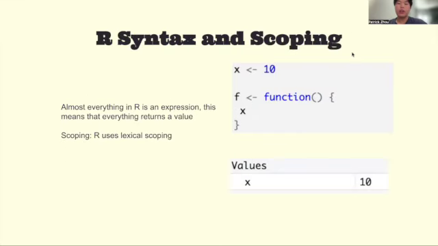R syntax and scoping. One thing we found interesting about R is that almost everything is an expression. Most pieces of code return a value, which is similar to WebG4, where every program evaluates to a value. R also uses lexical scoping. In this example on the right, the function f can still access the variable x because it was defined in the surrounding environment. This behavior is very similar to the environment model we implemented in our interpreter.